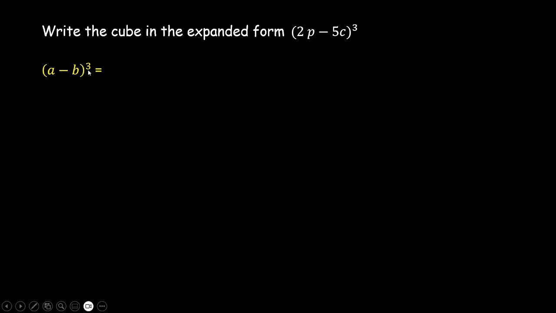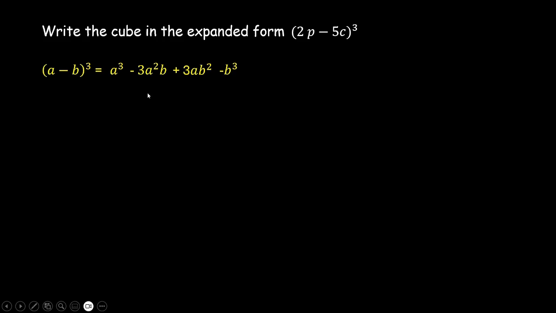Now we know the exponent is 3, so there are 4 terms, and since the sign is negative, the 4 terms will have signs in alternate order: plus, minus, plus, minus. And the coefficients are 1, 3, 3, 1 respectively for each term. So we start with a cube (b raised to power 0, so that is 1), minus 3a square b, plus 3ab square, minus b cube. So a goes in decreasing order of its exponents and b goes in increasing order of its exponents.